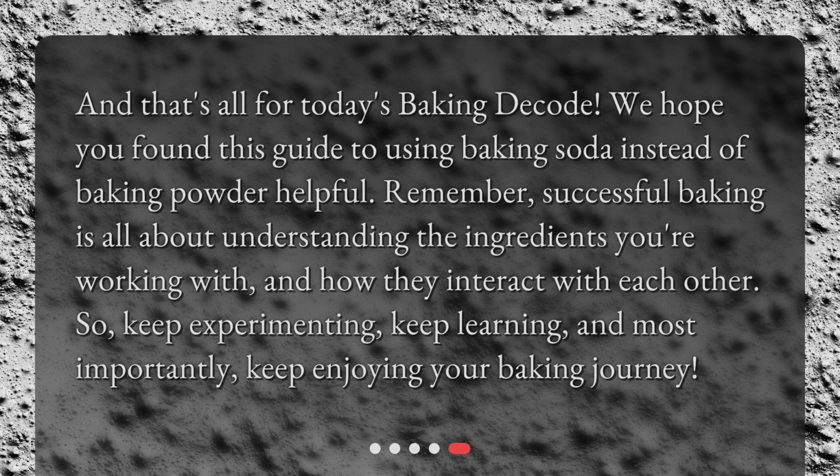And that's all for today's Baking Decode. We hope you found this guide to using baking soda instead of baking powder helpful. Remember, successful baking is all about understanding the ingredients you're working with and how they interact with each other. So, keep experimenting, keep learning, and most importantly, keep enjoying your baking journey.